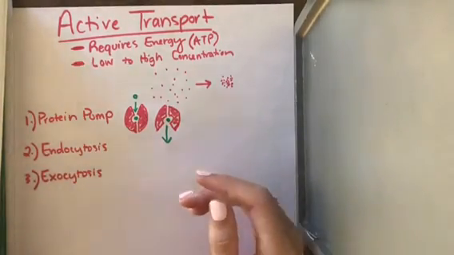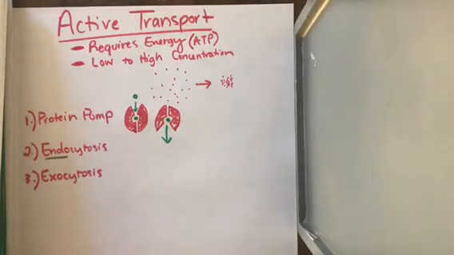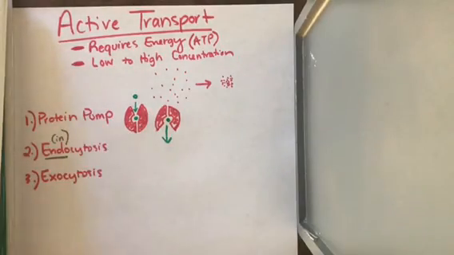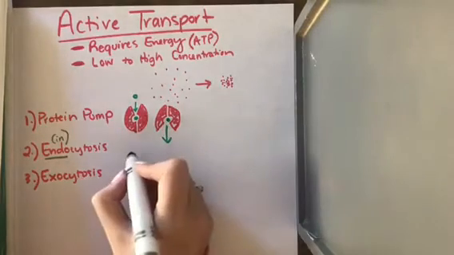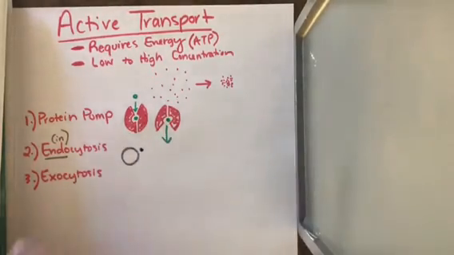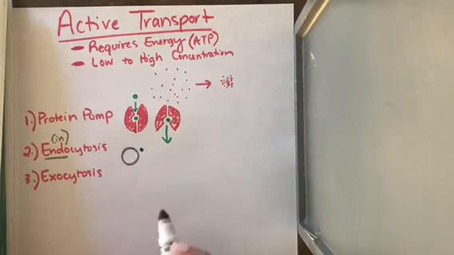Okay, with endocytosis. So the first one was protein pump, now we're on endocytosis. I want you to remember that endo means in. So this is basically a cell that is going to engulf a particle or something outside of the cell. Here we have our happy little cell, but it sees this little particle that it wants. Amoebas do this. This is how they get their food. So we can pretend this gray cell right here is an amoeba.